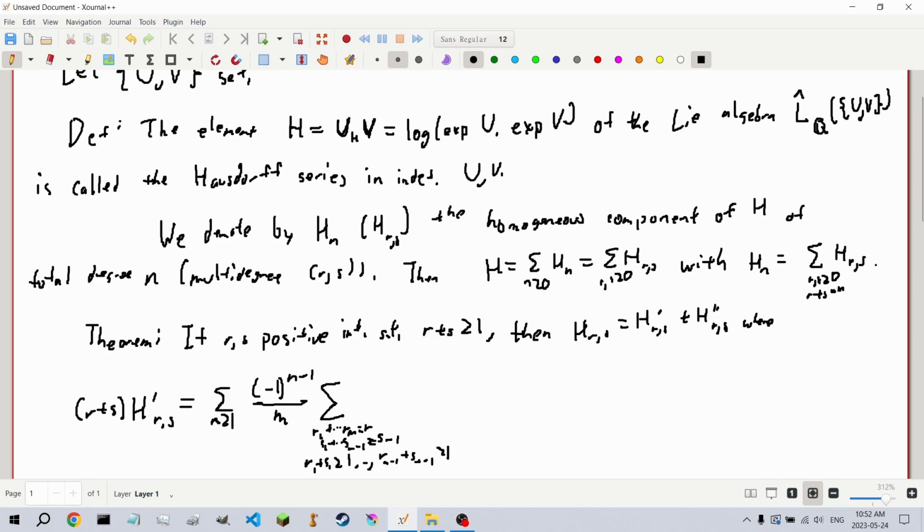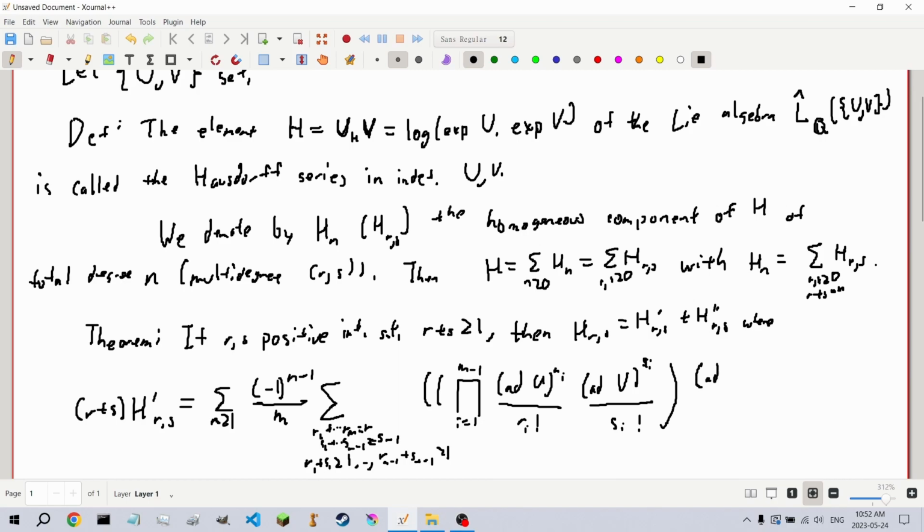And this is then over the product from i is 1 to m minus 1 of the adjoint of u to the power of r_i over r_i factorial, times the adjoint of v to the s_i over s_i factorial, all that times the adjoint of u to the r_m over r_m factorial. All of this whole big thing acting on v.